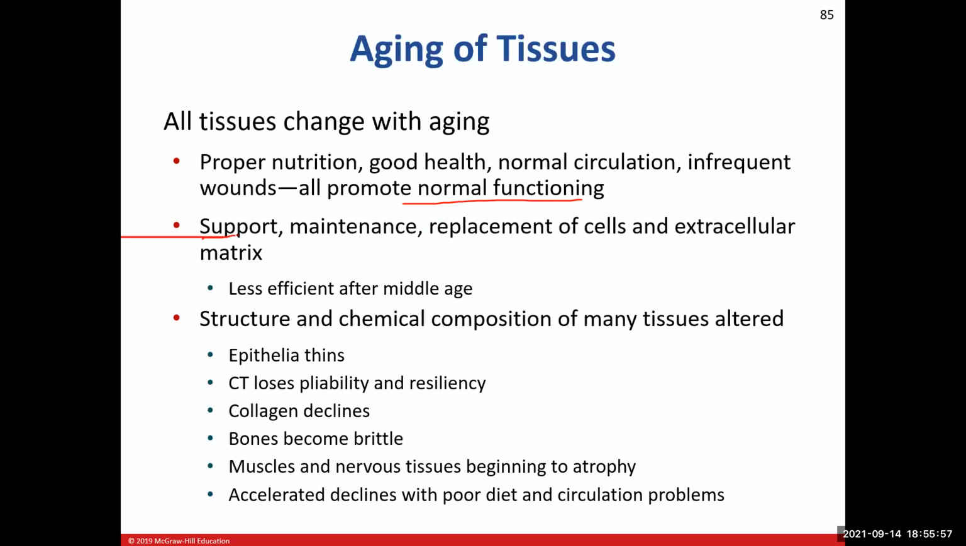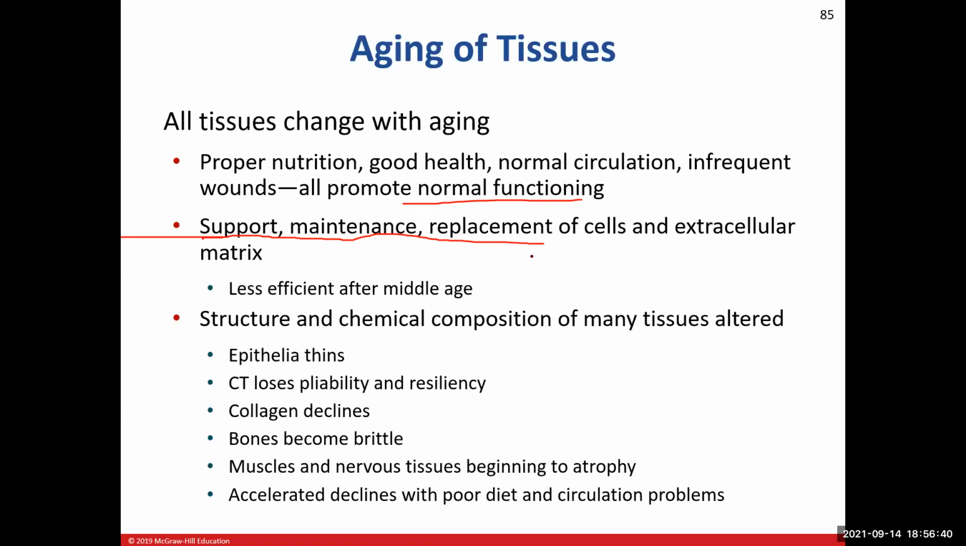Our cells are constantly supporting, maintaining, and replacing cells and their extracellular matrix all of the time. This is ongoing. Every day, while you're sleeping, while you're eating, as you're sitting here, this is happening. But as we get older, things slow down. It depends on what your definition of middle age is, but I usually tell folks that around the 4th to 5th decade of life, the support, maintenance, and replacement of cells and the extracellular matrix becomes less efficient and effective.